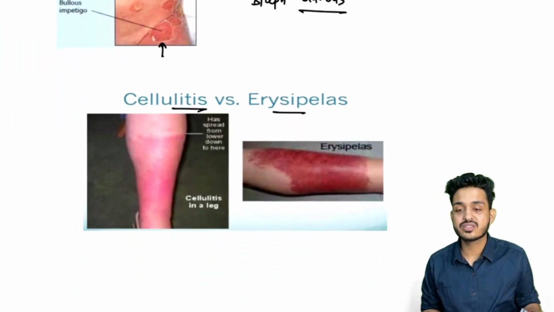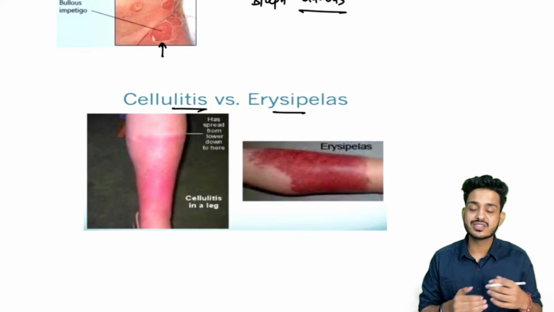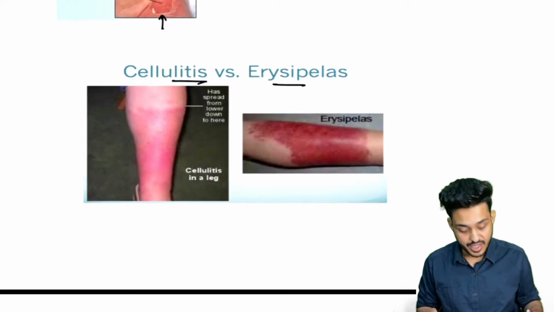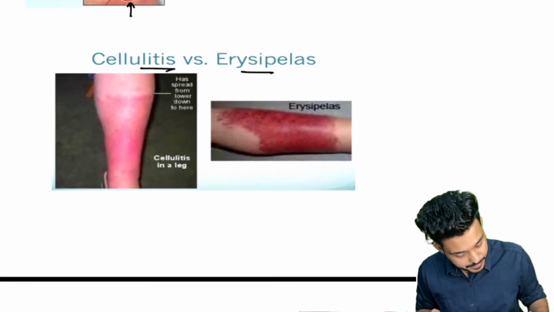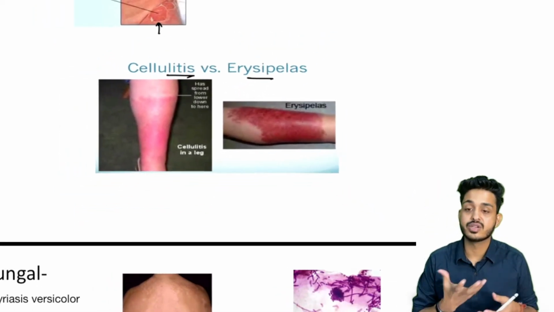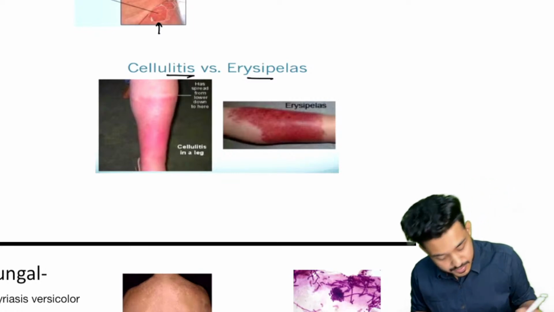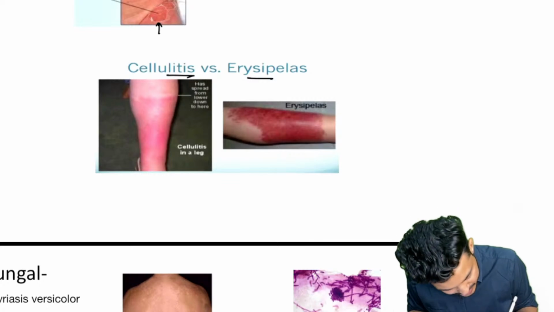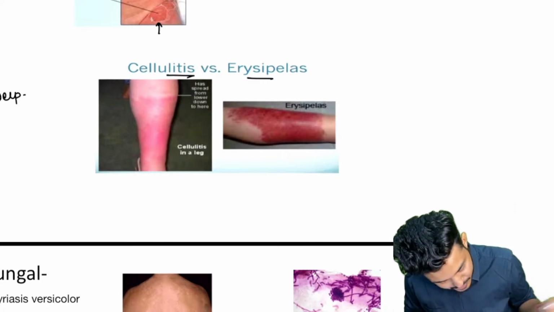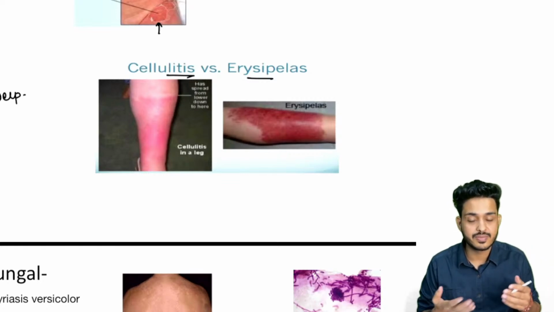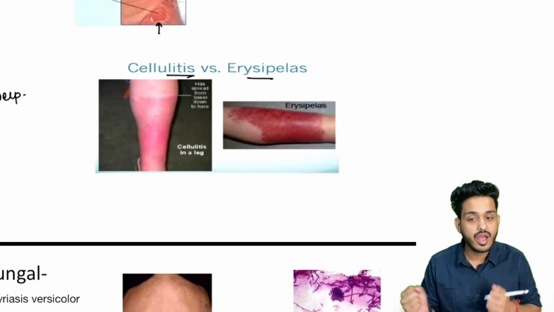Cellulitis and erysipelas look similar, both of them look similar, but there is a hell of a lot of difference. So look here, cellulitis. What is the meaning of cellulitis? There will be inflammation of cells. But the most important thing is that it is a deep infection going up till your panniculus. Panniculus, that is your hypodermis.